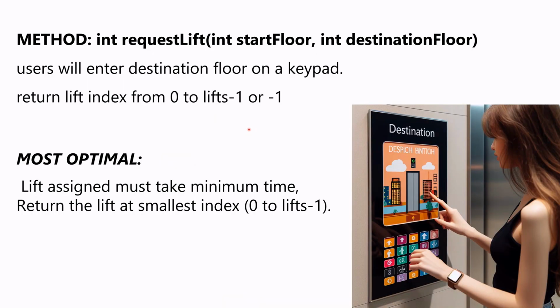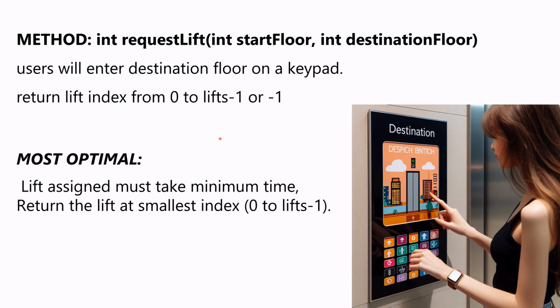Now let's discuss the different methods that we need to implement. The main functionality of an elevator system is that users can request a lift to go to their destination floor. On each floor, the user will enter the destination floor on a keypad. Start floor is the floor the user is currently at. Our code should return either a lift index from 0 to lifts minus 1, or minus 1 in case none of the lifts can be assigned to the user.